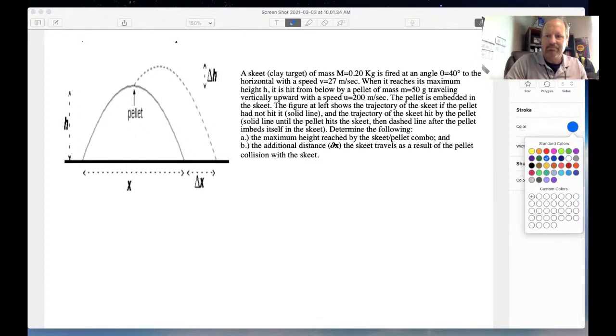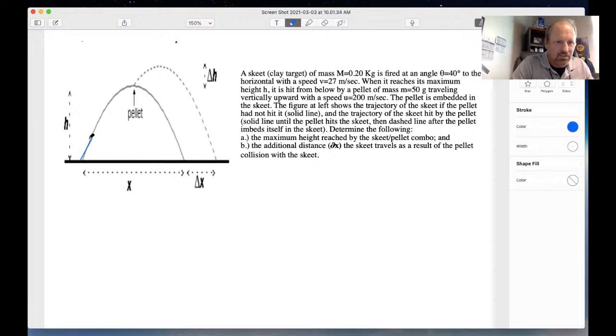Here's what we got. We're going to look at this problem of the skeet. Clay target mass 0.20 kilograms, that's 200 grams, I think I put in the original problem. Fired at an angle of 40 degrees, so right over here we're at 40 degrees. That's not drawn to scale, of course. So theta here is 40 degrees. And with a velocity of 27 meters per second.